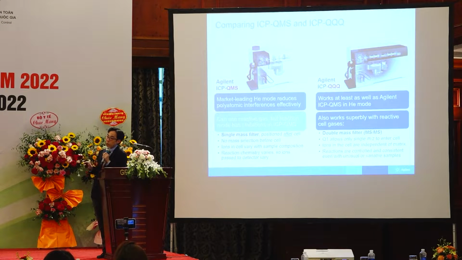We have two quadrupoles, and we have a gas cell in between the two quadrupoles. With the quadrupoles we can filter certain masses, and with that, we can use a reaction gas more effectively. Again, in the later part of the presentation, maybe I'll explain a bit more on that.